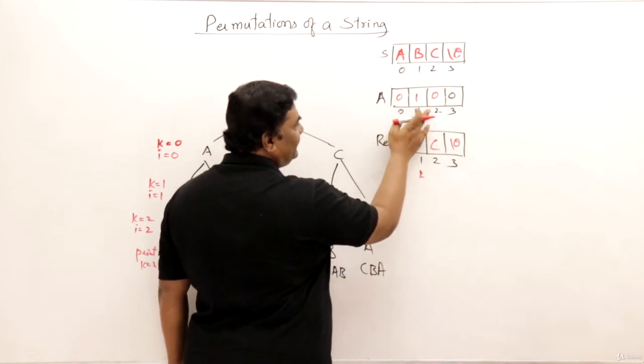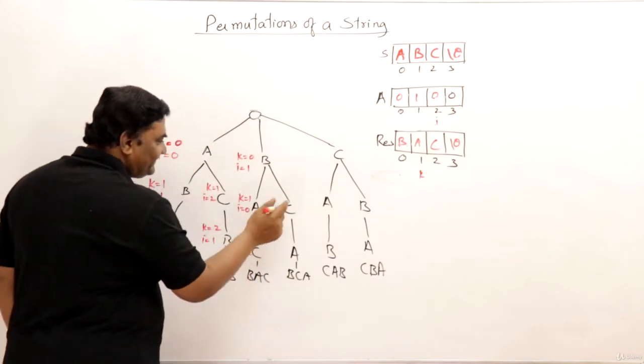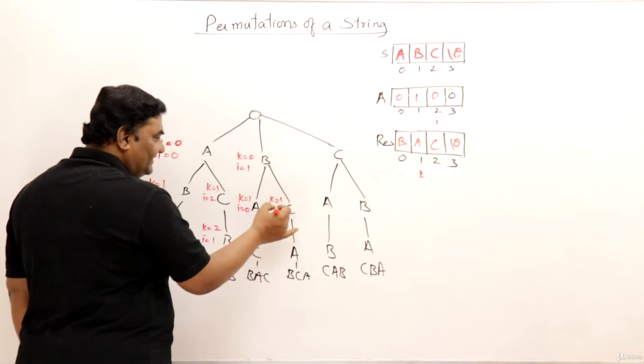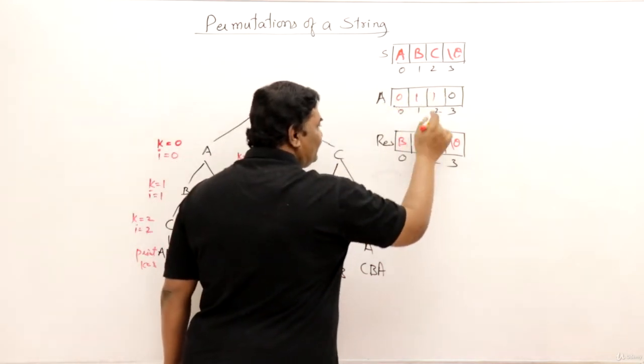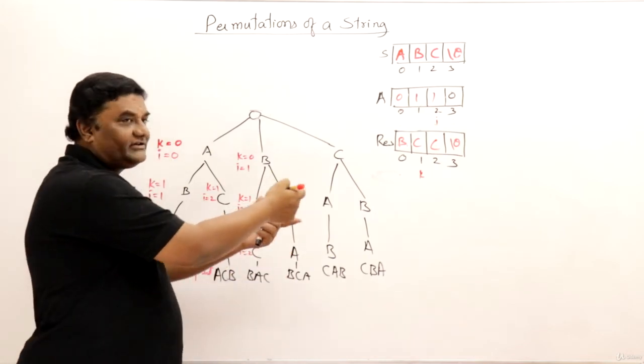So continue. This is already taken. This is not taken, so yes, now we get C. So this is the second step in this call. K is at 1 only, but this will be selected and C will be written here. Then obviously A will come next. So that's how it carried on.